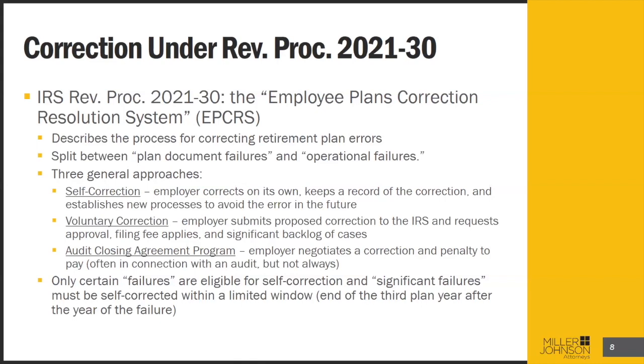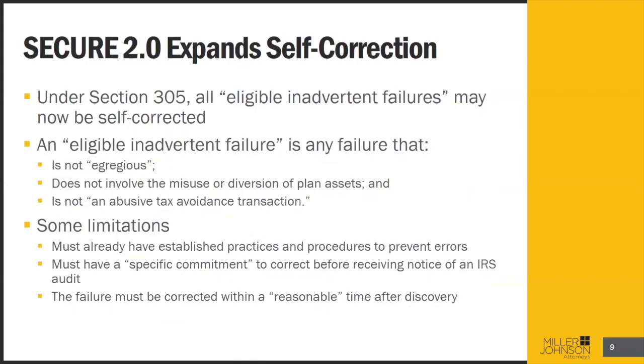It takes into account how many employees were affected, for example, how long ago it happened, and the plan assets that are involved in the failure. So if it's big enough, affects enough people, and went on for long enough time, it's going to be considered significant. So that's the kind of where we were before the end of 2022 when Secure 2.0 was passed. What Secure 2.0 does under Section 305 is it says that really any quote unquote eligible inadvertent failure can now be self-corrected basically at any time, but there are limits to this.